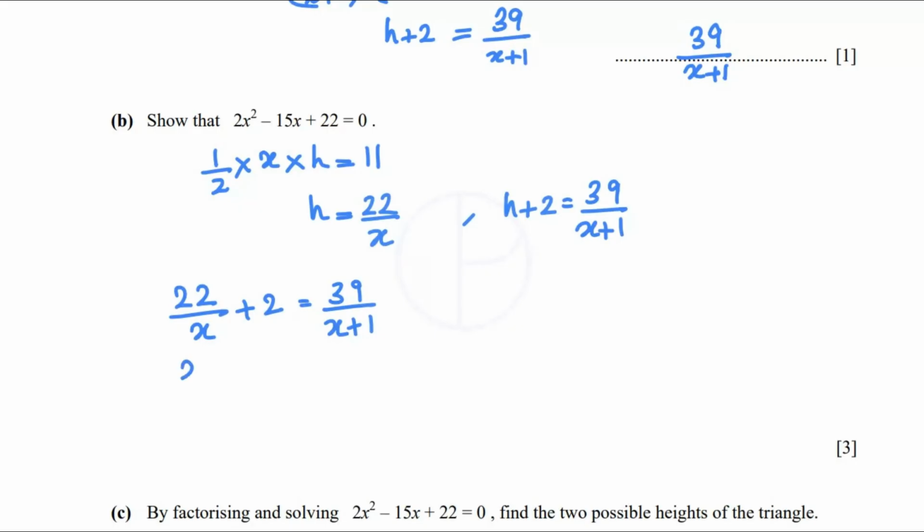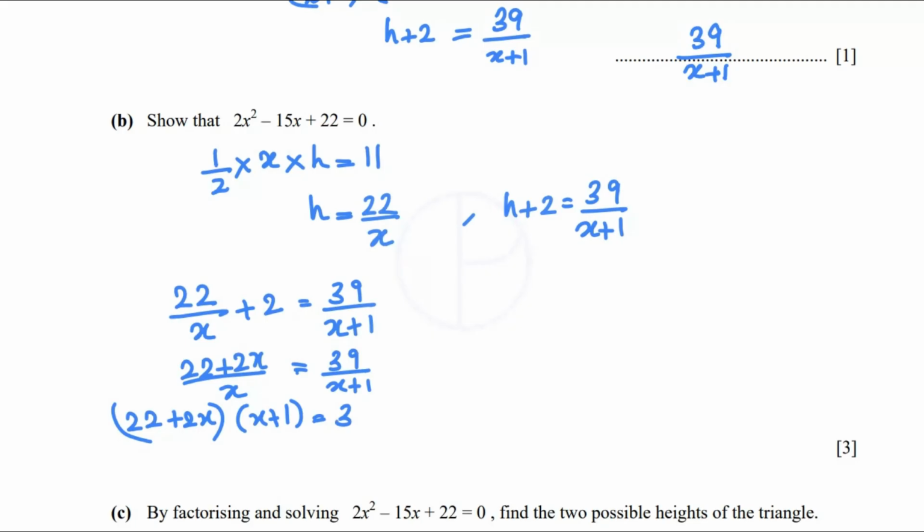Take LCM. So we get (22 plus 2x) divided by x equal to 39 divided by (x plus 1). Now cross multiply. So we get (22 plus 2x) multiplied by (x plus 1) equal to 39x. Now expand the bracket. So we get 22x plus 2x square plus 22 plus 2x.